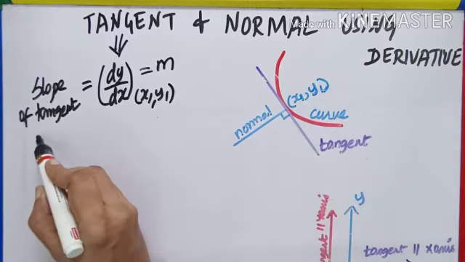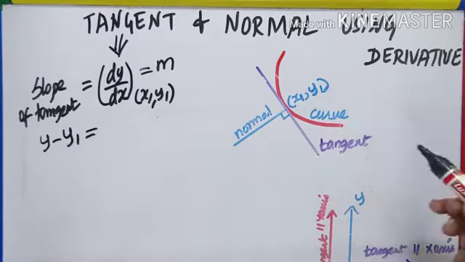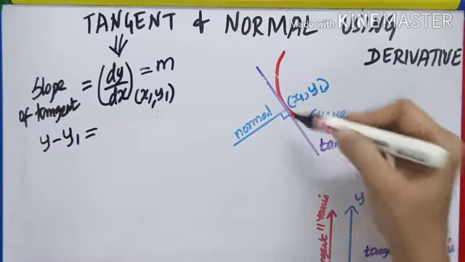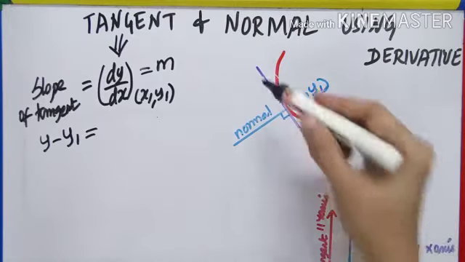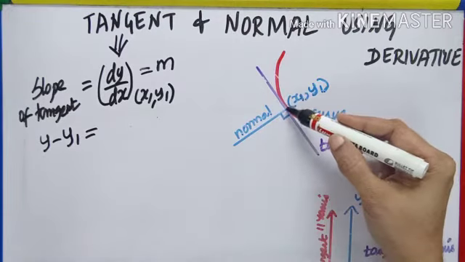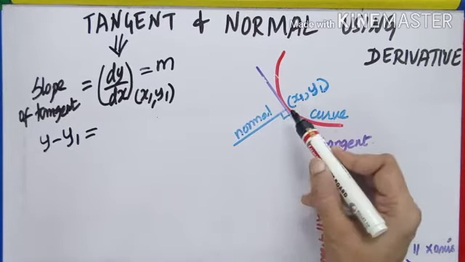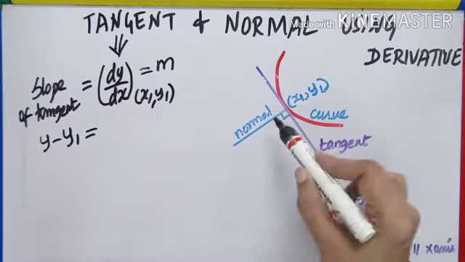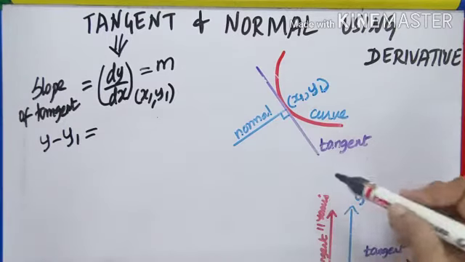How to get the tangent equation? Tangent is a line. Look at this diagram. This is any curve, and this is a point x1, y1 on the curve. The line that is touching the curve at that point is called the tangent. And at that particular point, I drop a perpendicular, which is called the normal. So the tangent is also a line.